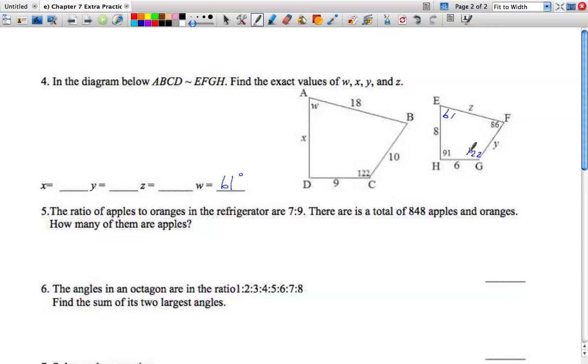And then you could probably set up some sides are proportional. Let's just set up one. Let's set up side X. AD is to EH, so X is to 8, as, now we have to find two sides that have numbers to solve for X, as 9 is to 6.